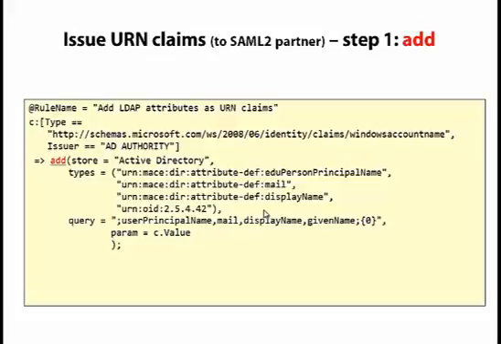So copy and paste the UI query to a custom rule and replace the issue with add. Here we have the add instead of the issue. That will only add them to the input set. Don't forget to delete the issue rule later on, of course.